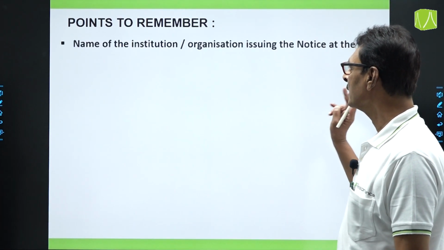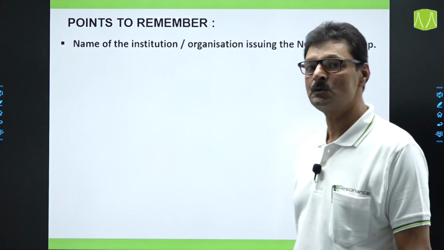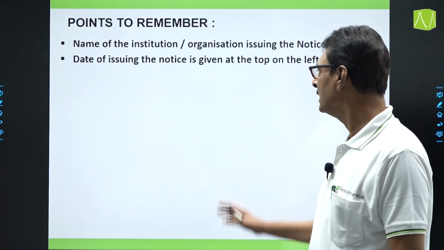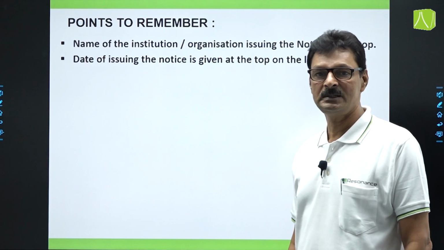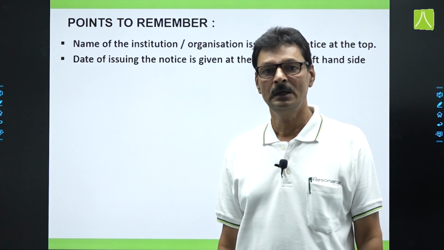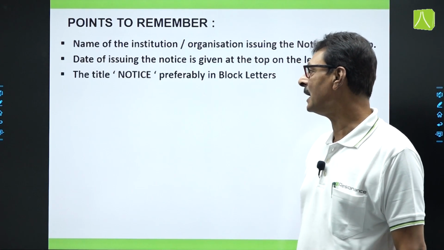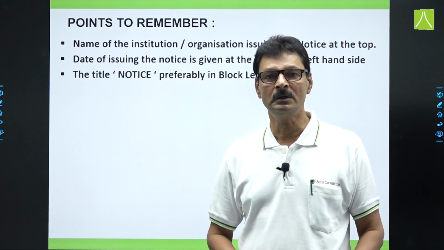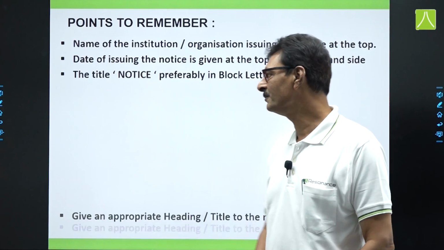First, the name of the institution or the organization issuing the notice is always written at the top. Next, the date of issuing the notice is given at the top on the left hand side. So, just below the heading on the left hand side corner, you have to write the date. Then the title notice, preferably in block letters. It is not at all compulsory, but preferably write in the block letters.